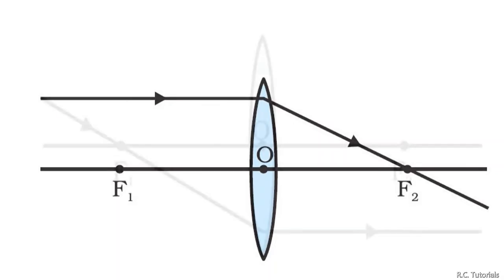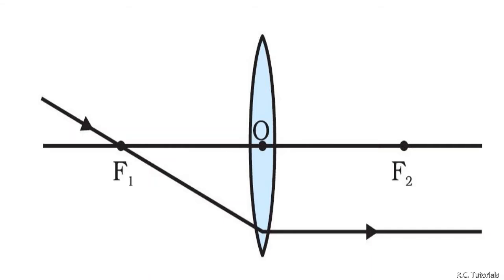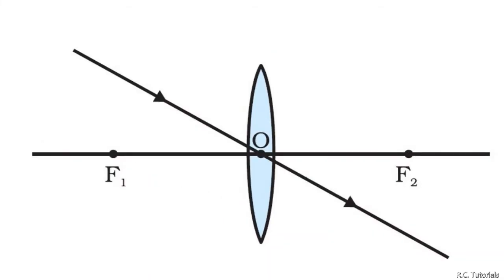The second condition is when the ray of light passes through the focus. So when the ray of light passes through the focus, it will emerge parallel to the principal axis on the other side of the lens after refraction. The third condition is when a ray of light passes through the optical center. It will pass without any deviation. That is, it will pass in a straight line.